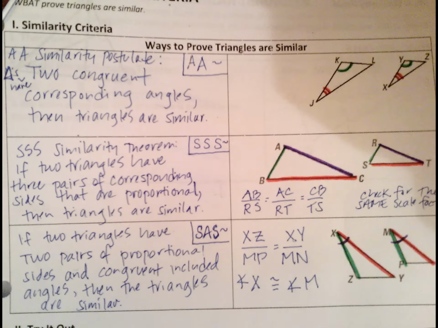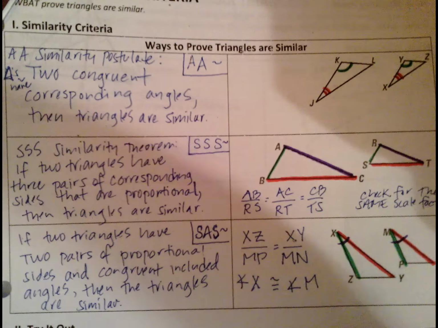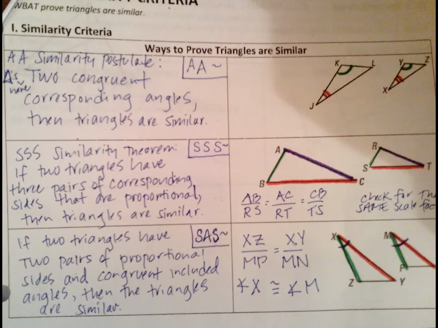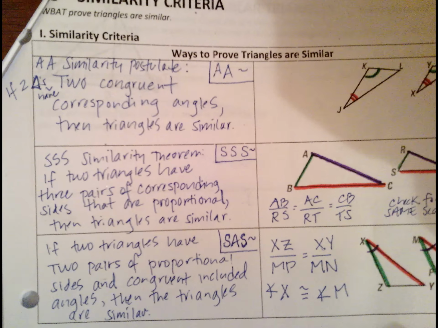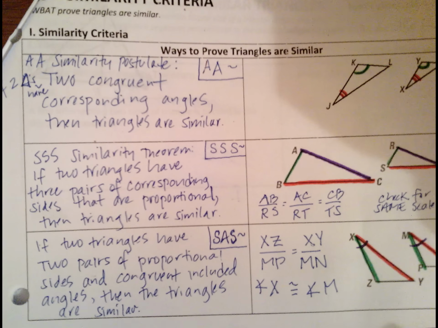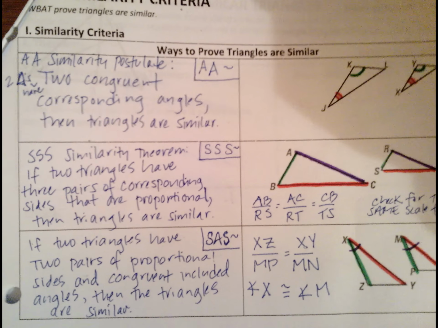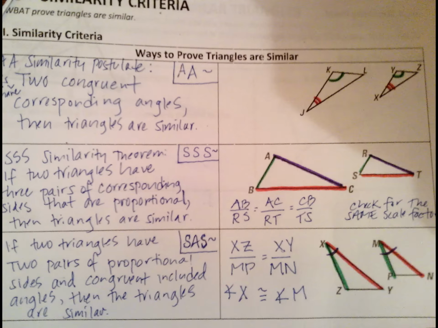Okay, so for the first postulate or the first theorem, postulate, theorem, pretty much the same thing. It's the angle. So what does that mean? Angle similarity postulate. Maybe this is a little bit too bright. Let me undo that. Sorry about that. All right, so it states that if two triangles have two congruent corresponding angles, then the triangles are similar.